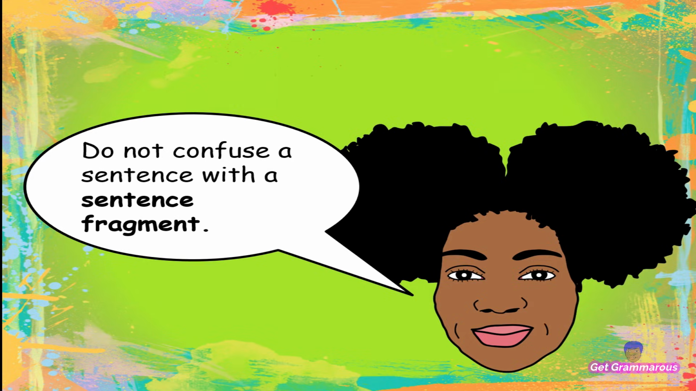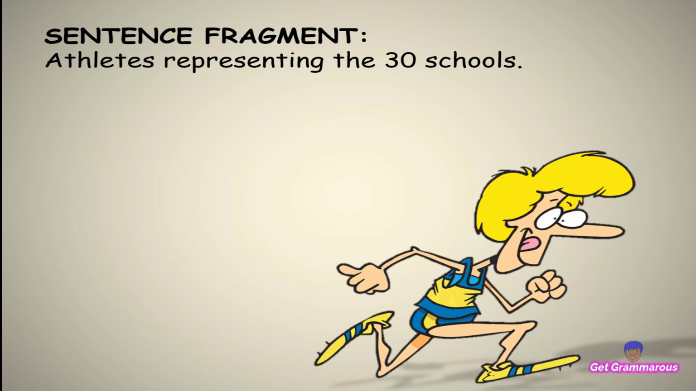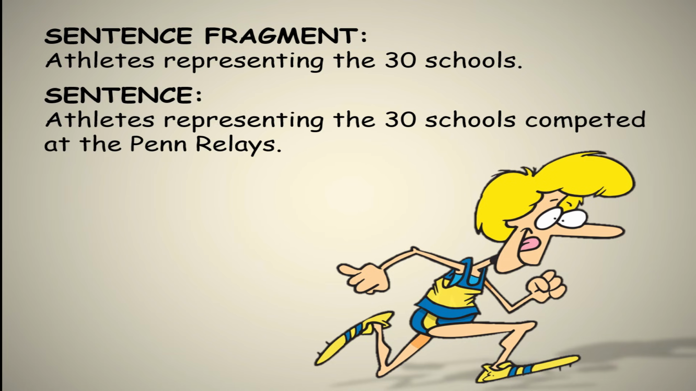Do not confuse a sentence with a sentence fragment. A sentence fragment is a group of words that does not have a subject, a verb, or both. Here is a sentence fragment. Athletes representing the 30 schools. This is not a sentence. It's a fragment. A sentence would be this. Athletes representing the 30 schools competed at the Penn Relays.